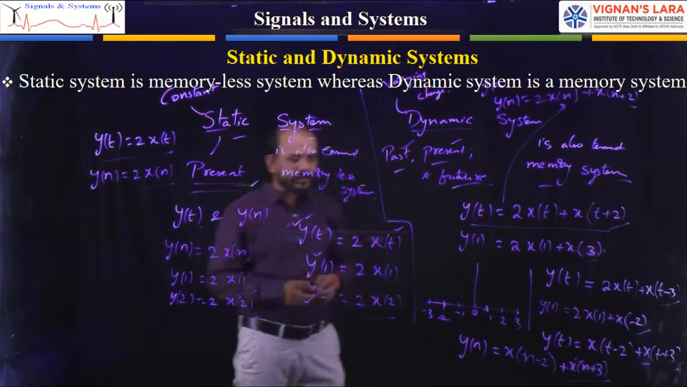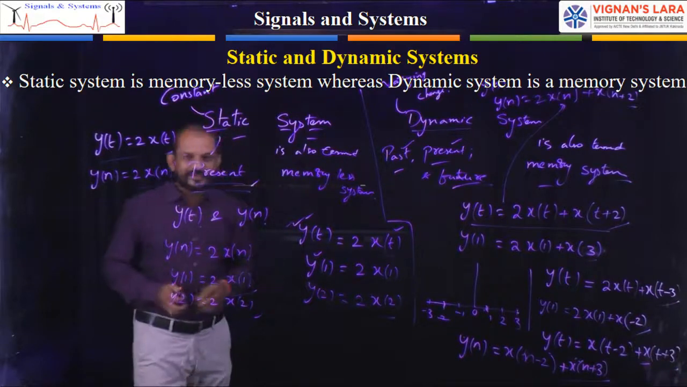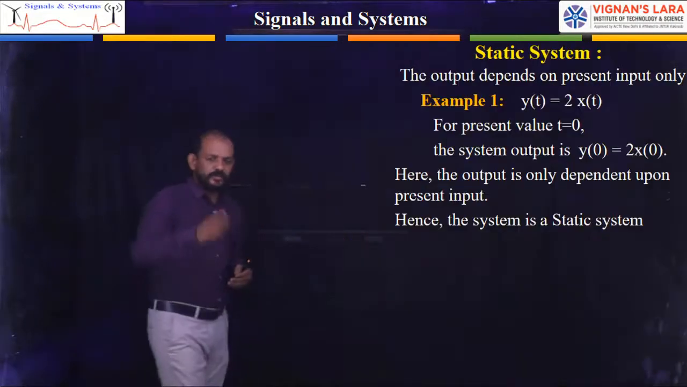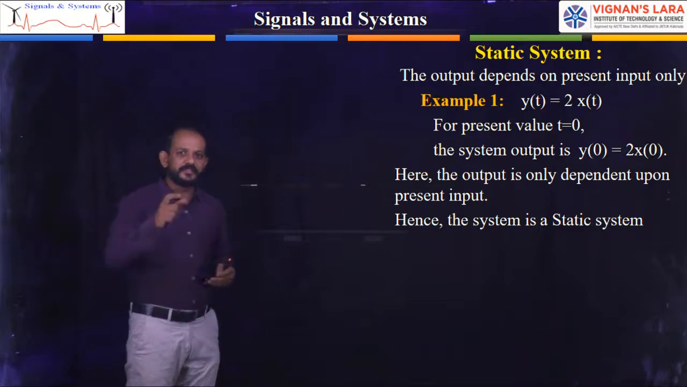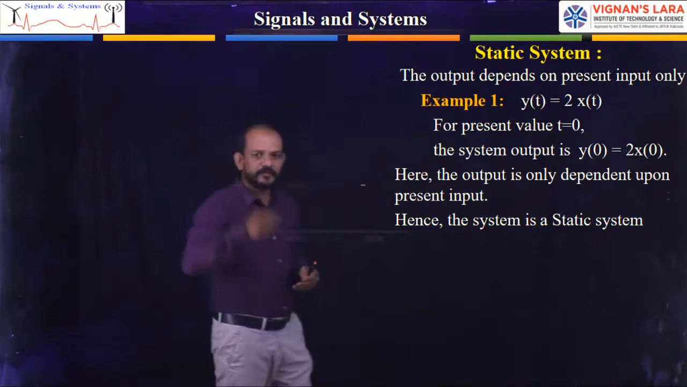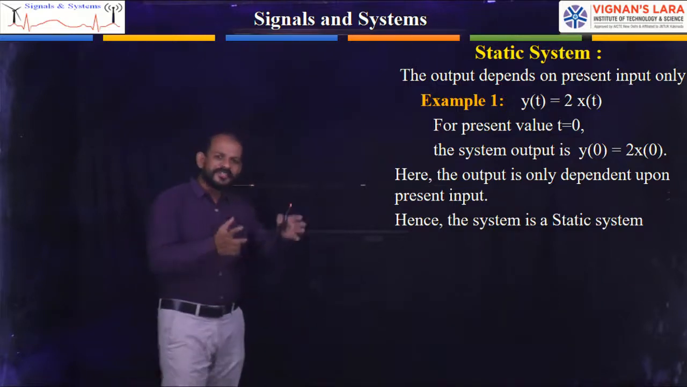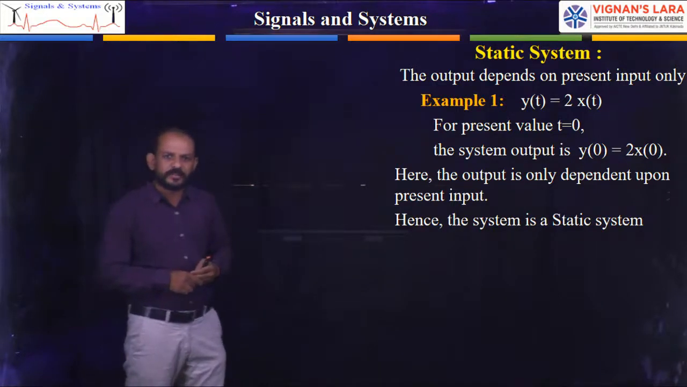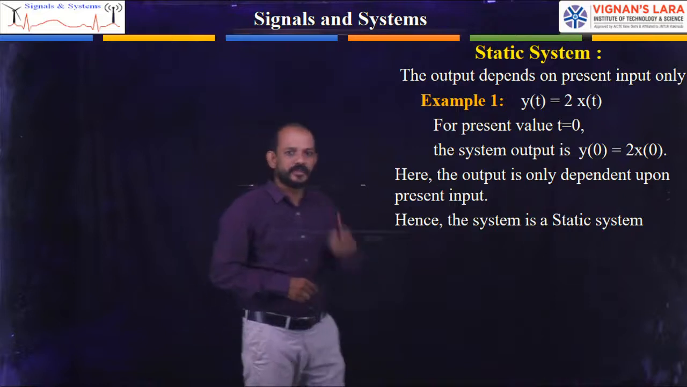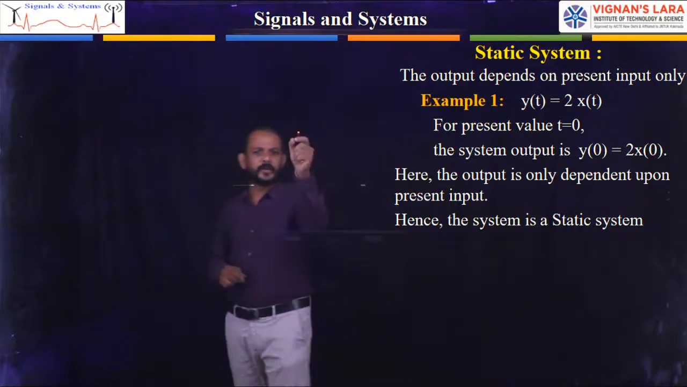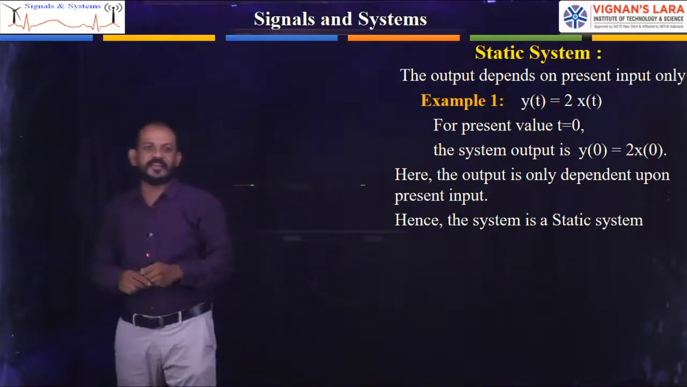Okay, now you will see the definitions. So, what is a static system? A system is said to be a static system if the output of the system depends only on the present input. That is, if the output depends on present input only, then I can say the system is a static system.